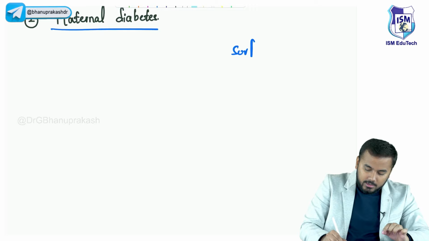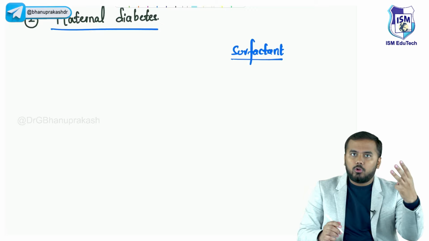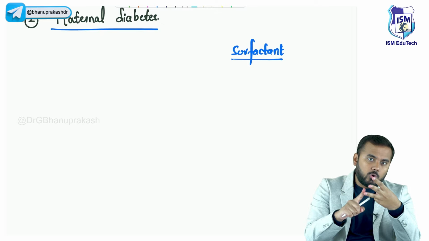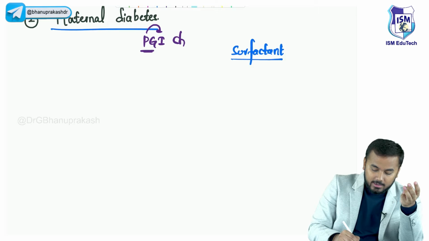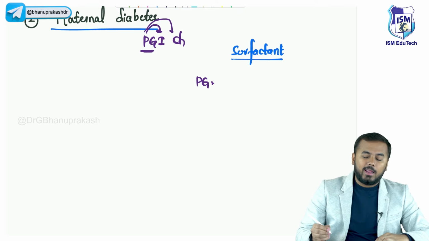Before I discuss maternal diabetes, one very important thing I want to tell you is that surfactant mainly has three important components: PG, PC and PI. All of you know PGI Chandigarh, so remember it as PGI Chandigarh. One is PG, another is PI, another is PC. So what is this PG? PG is also called phosphatidylglycerol.